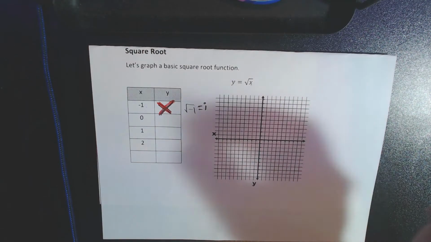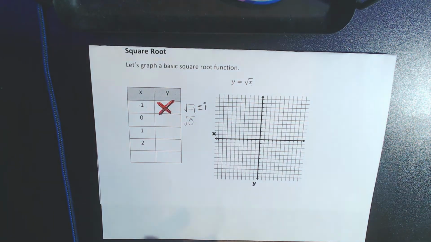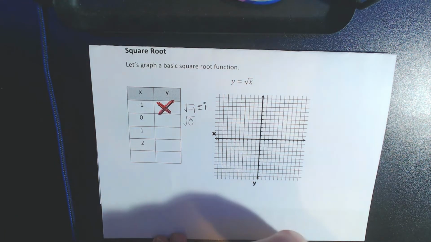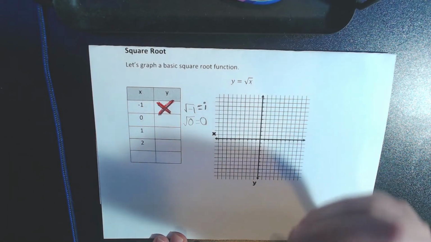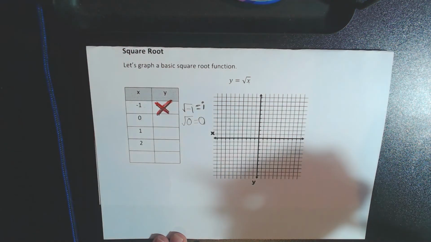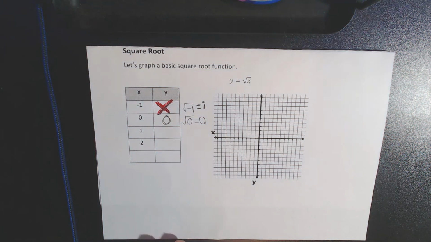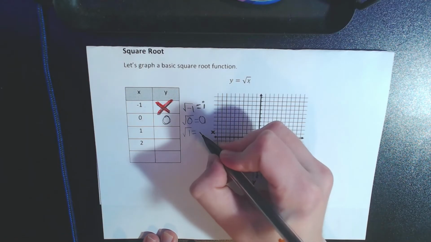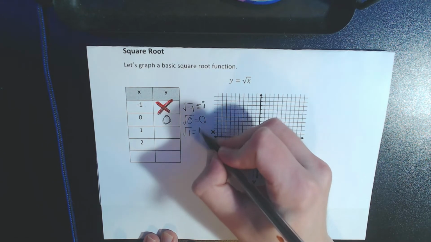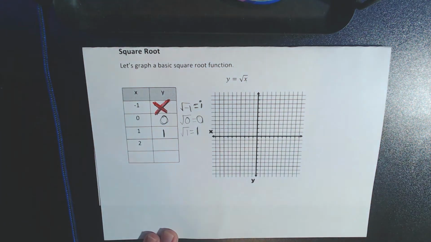Okay, let's try 0 now. 0 might be a little bit better. Square root of 0. We just plug in 0 for x. What is the square root of 0? Well, plug it in the calculator. It is 0, right? Because 0 squared gives you 0. So this is just 0. Now let's do 1. The square root of 1 is just equal to 1, because 1 squared is 1. That's just 1.